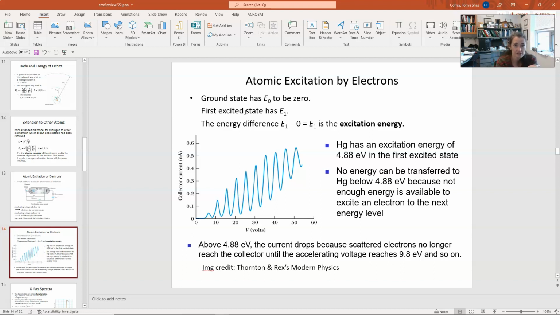If it had too little kinetic energy, then it wouldn't make it past the repulsive voltage and it wouldn't make it to the grid, and that caused the drop in the collector current versus the voltage. And this happened periodically, and the spacing in between these little dips was 4.88 electron volts, which was also, as they knew from the spectra, the energy that it took to excite one of those outer shell valence electrons to the next energy level up. And so this was hailed as a success. It showed that electrons, things other than photons, could excite electrons bound to an atom into higher energy levels, and it verified Bohr's model.